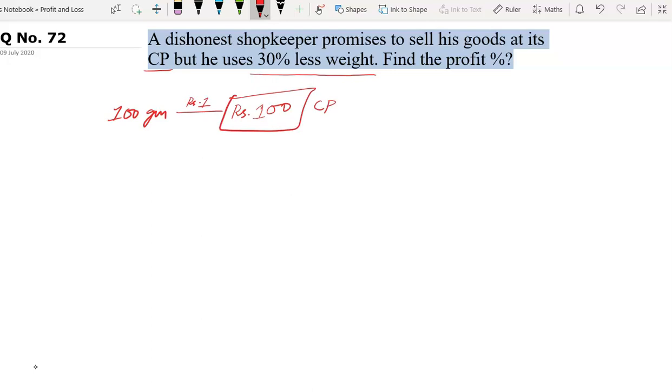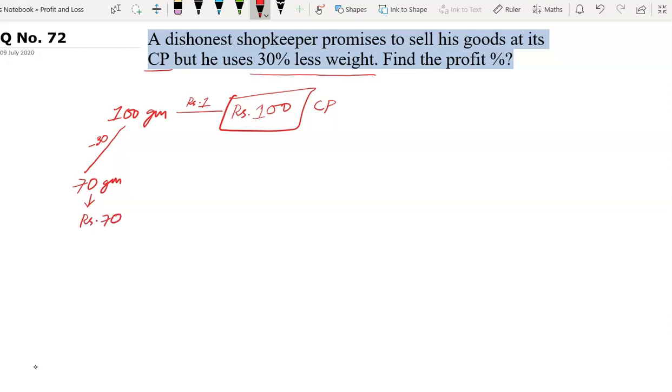Now in this question, the shopkeeper uses 30% less weight. That means if he uses 30% less weight, we will have to minus 30 gram. So he is selling how much? 70 gram. Now 70 gram will cost him how much? 70 into 1 gram is 1 rupee. So 70 gram will cost him 70 rupees.